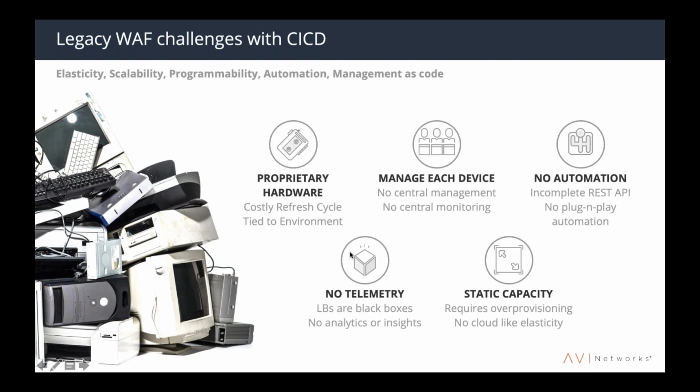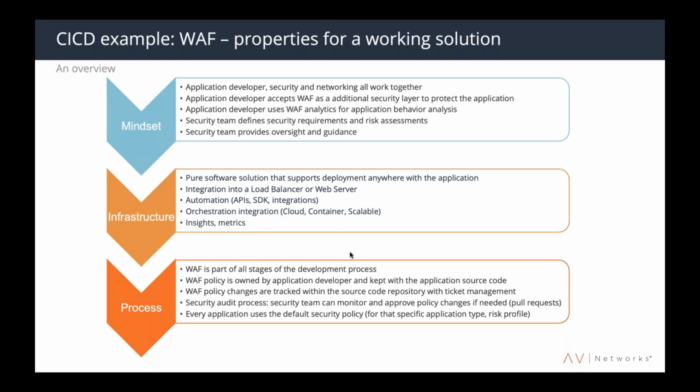So when we look at what we need to have as a WAF, as properties for a working solution, I've categorized these in 3 buckets here. You need the right mindset, you need the right infrastructure, and you need the right process. And I want to start with talking a little bit about the mindset.